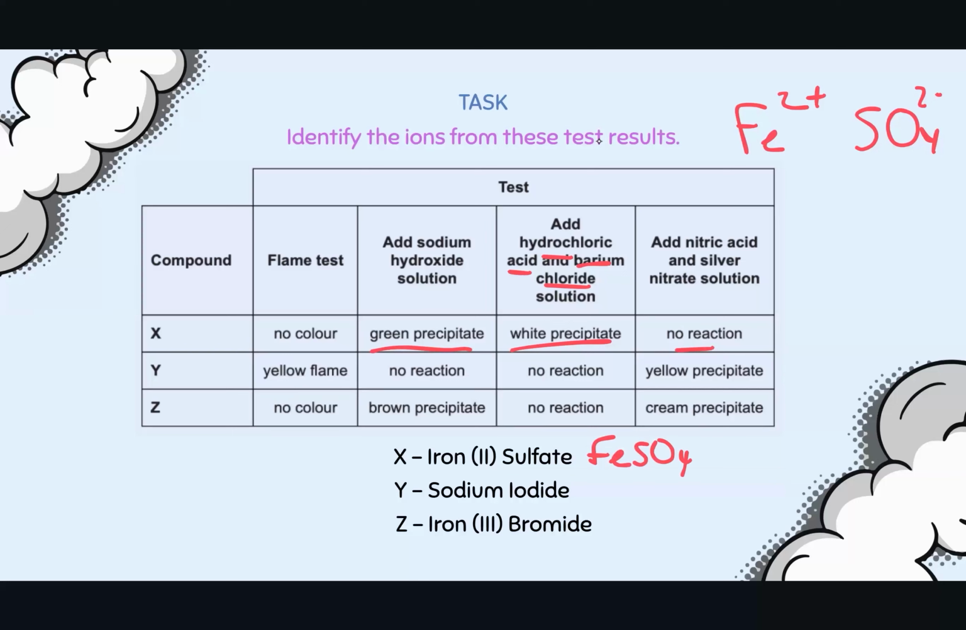Next one, from the flame test, we got a yellow flame. That means it's Na+, sodium. No reaction with sodium hydroxide. Adding nitric acid and silver nitrate solution gave a yellow precipitate, which means it is iodide, I minus. So we know it's NaI, sodium iodide.